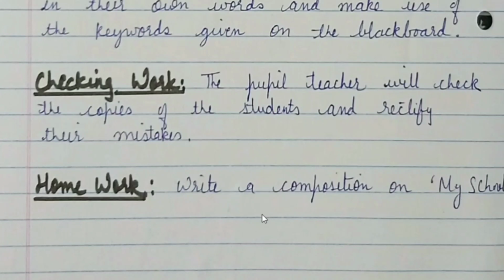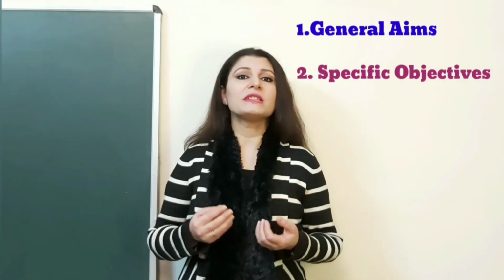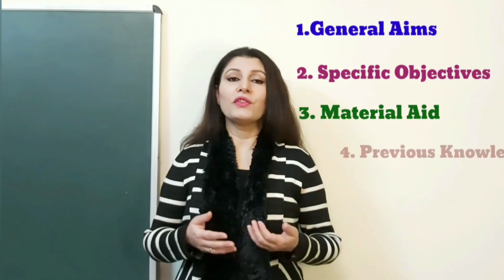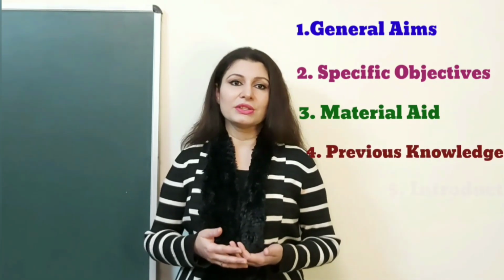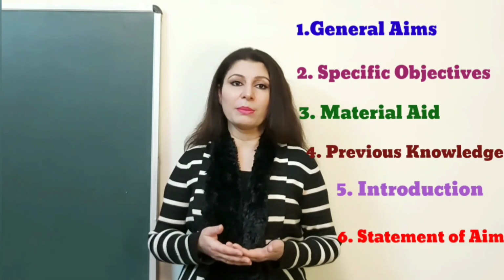In all the other formats of a lesson plan, we ask recapitulatory questions before homework. But in the composition, we don't do that. So, let's do a recap of all the headings of a composition lesson plan. Number 1, general aims. Number 2, specific objectives. 3, material aid. 4, previous knowledge. 5, introduction. 6, statement of aim.